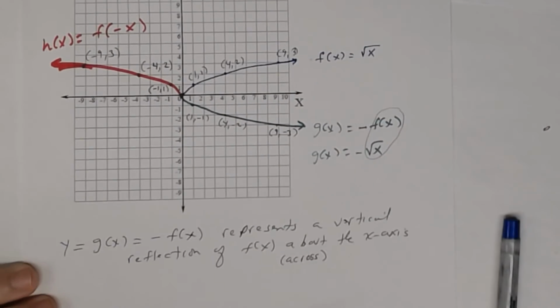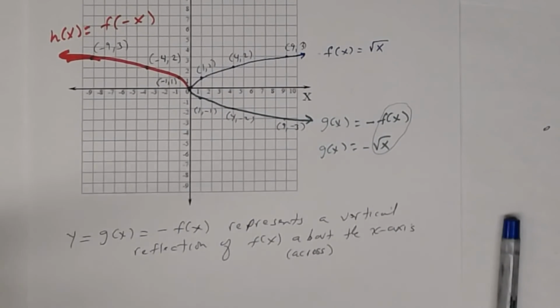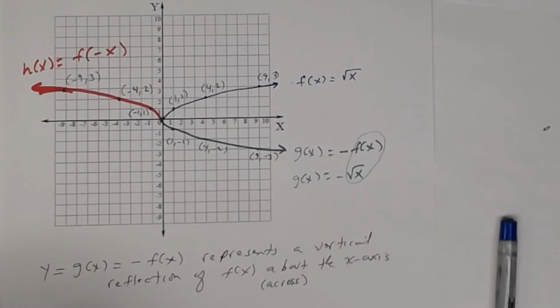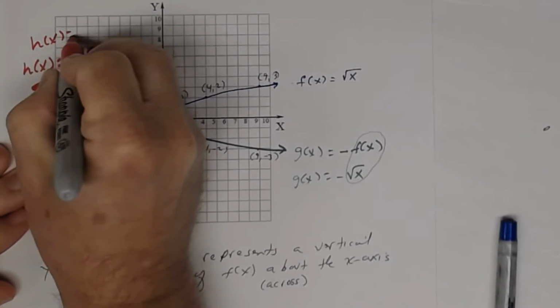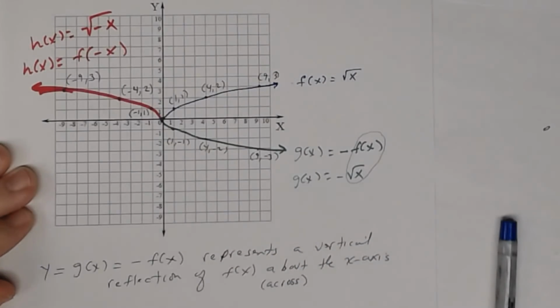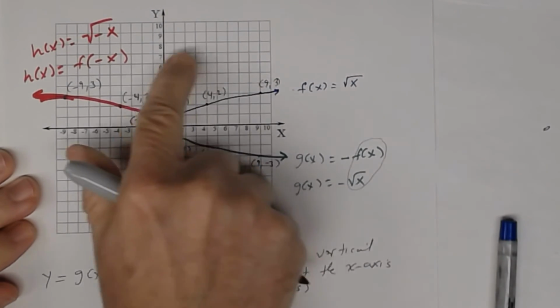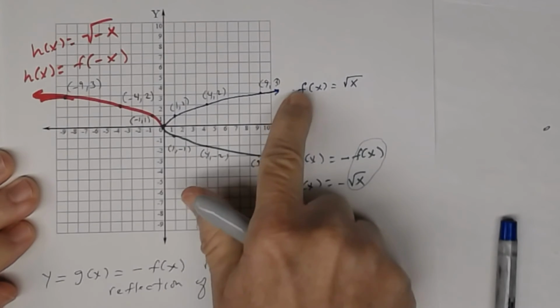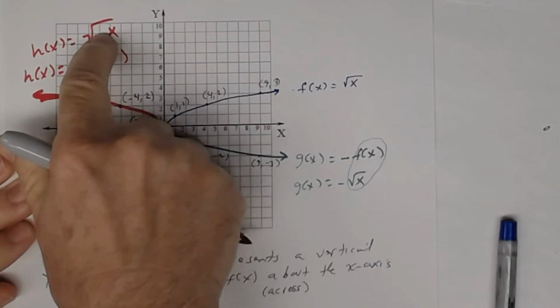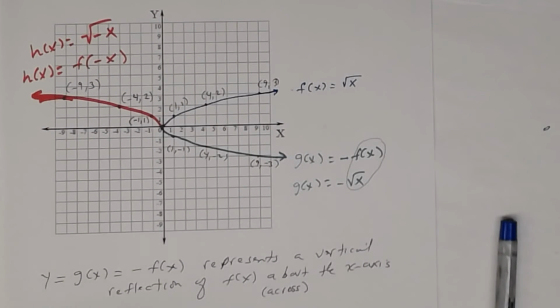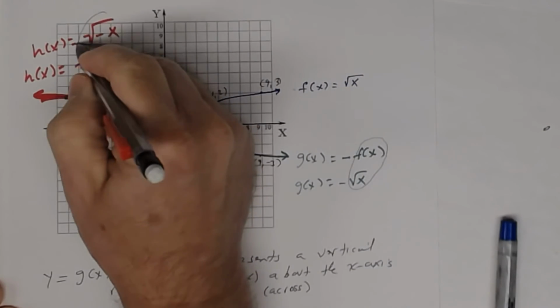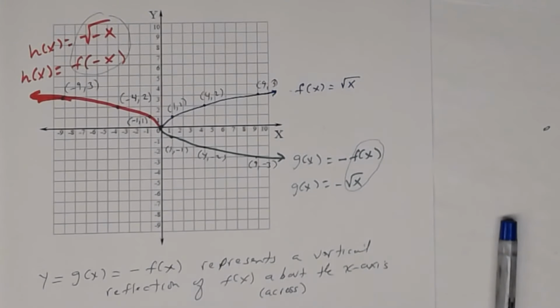y-axis. So let's write that down. So in terms of, see how we wrote it here? In terms of this, we could say that h of x is also the square root of negative x. All right? So negative x. So in place of x, you're going to substitute negative x. So that's what you see there. So f of negative x means the square root of negative x. So that's what you just found. Okay?